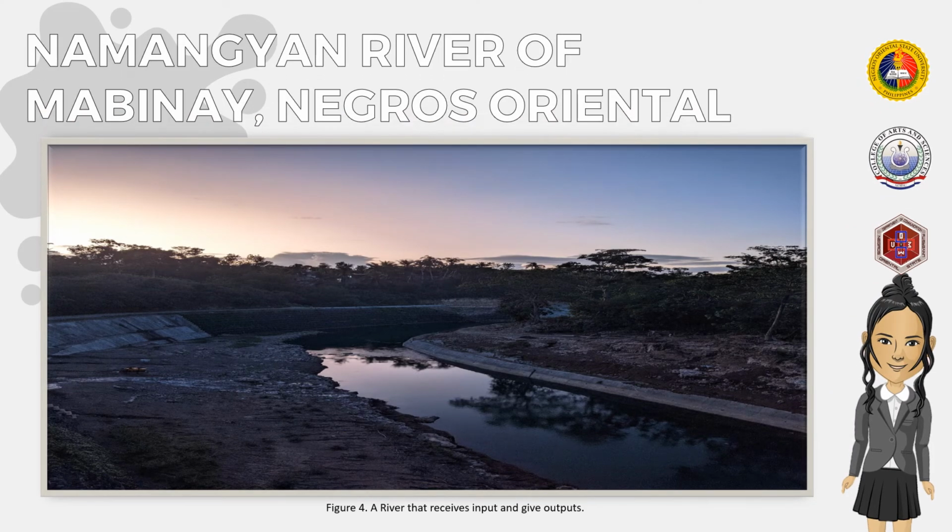So, for an example, as a system, the Namangan River of Mabini, Negros Oriental receives inputs of fresh water, sediments, nutrients, and pollutants from the other rivers. Fisherfolk harvest some of the river system's output, matter and energy in the form of sand and gravel and fish. This output then becomes the input to the global economic system and to the digestive systems of the many people who consume fish and use sand and gravel in construction.